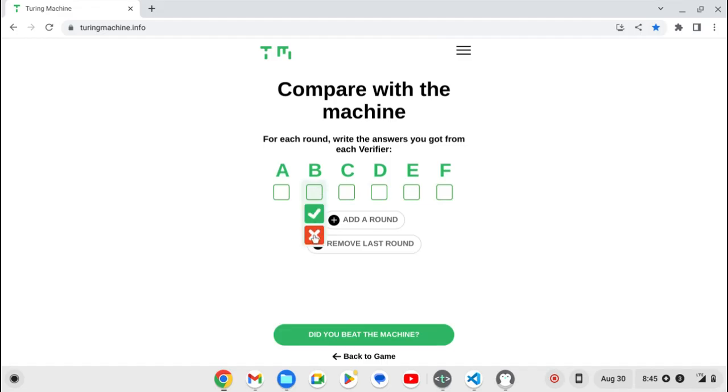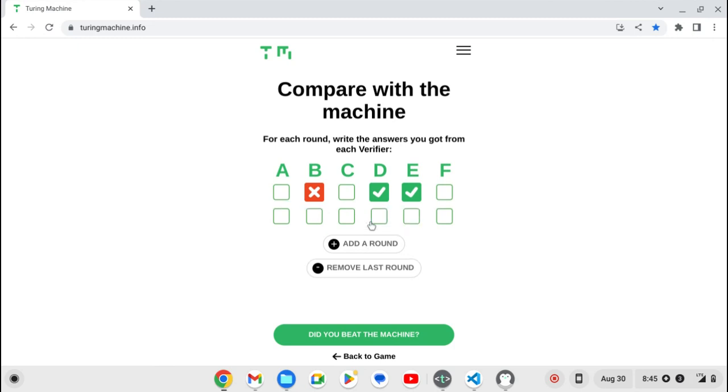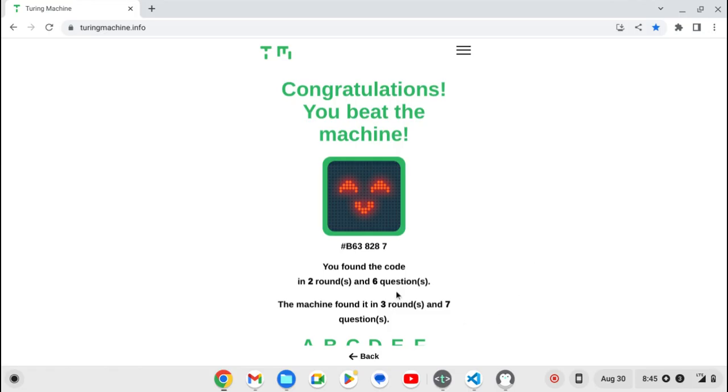So B was incorrect, and then we tested D, E, and then ACF were all correct. Okay, so we beat the Turing machine by 1 question.